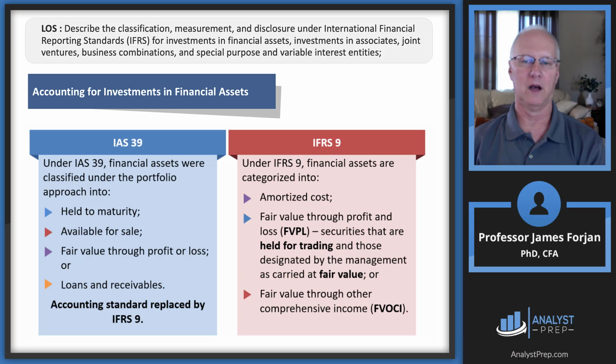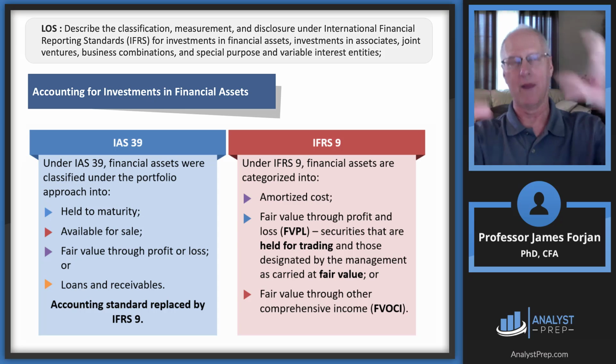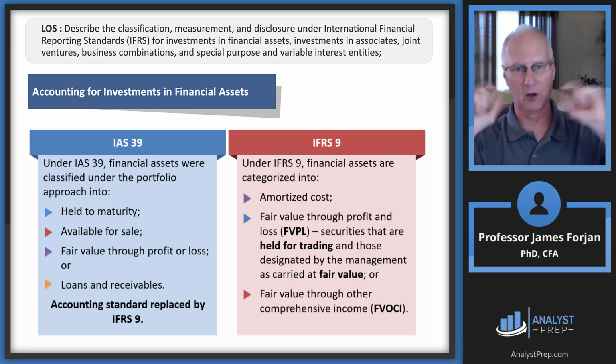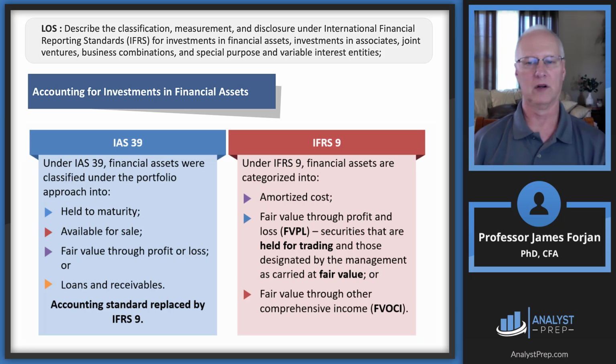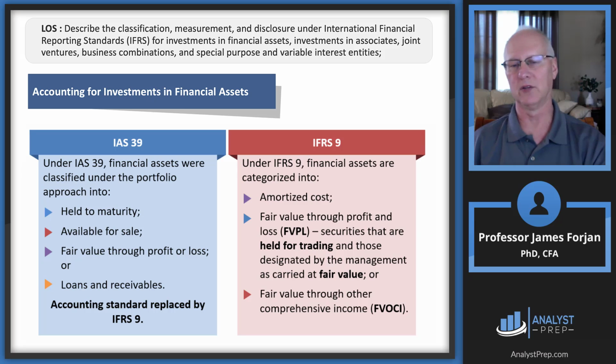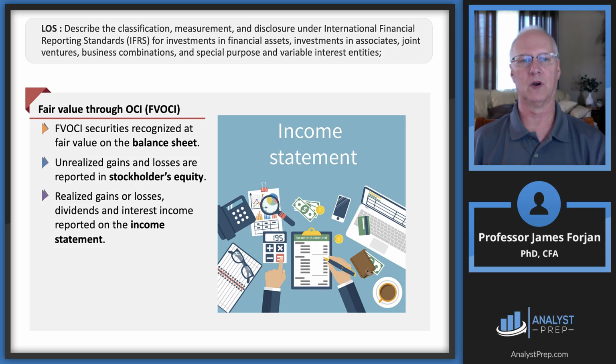But then these international bodies and the US GAAP body decided that, all right, now you've got this operating income from the core business, but there's other income out there. So we call that other comprehensive income, which includes things like currency gains and losses, and then these investments in financial assets that we're talking about here.